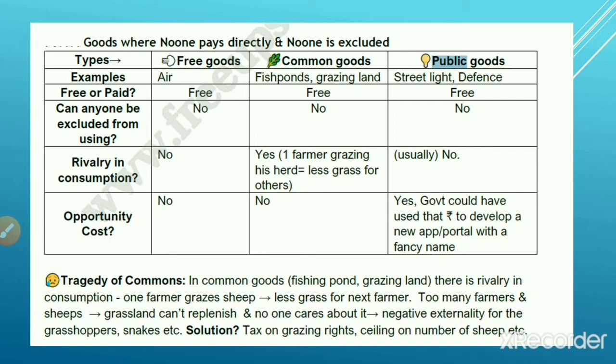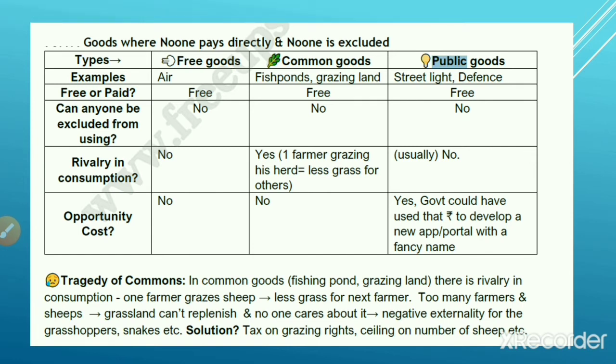Now we have to check all other parameters too. So in the public good, we have to take street light. That is most common, and by that we can easily understand this public good. Can anyone be excluded from using? No, no one will be excluded, because street light, anyone can utilize. On the highway there are public lights, so everyone is using these public lights, so no one is excluded.